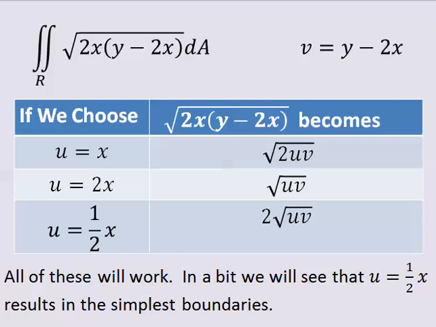For some reason, they chose u equals 1/2 of x. The reason why they chose that is it makes for some fun boundaries. But any of these three choices would have worked. And in fact, any scalar multiple of x would work.